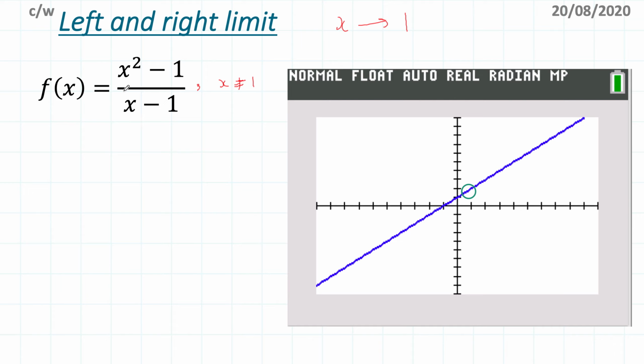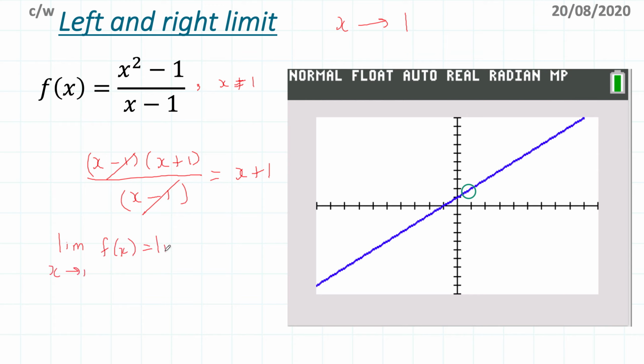It might take a while, but you should have this trick up your sleeve, which is noticing that the numerator is a difference of 2 squares. So I can write this as x minus 1, x plus 1, divided by x minus 1. These two will cancel out. I end up with x plus 1, which is why I can now substitute 1 in there. So the limit as x approaches 1 of f of x, or more specifically after simplification of x plus 1, is equal to 2. I can now directly substitute after simplification, so I can see that it's 2.